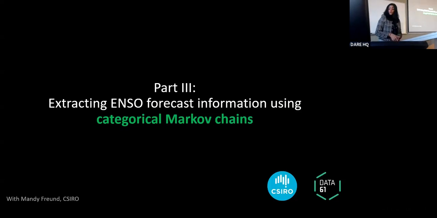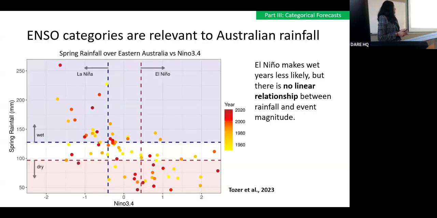All right, moving to part 3. This is a project that I'm working on at CSIRO with a few collaborators there. It arose essentially because we spent a lot of time looking at this graph. What you've got on the x-axis is the Niño-3 index. By now you know what this is. What you've got on the y-axis is the spring rainfall averaged over Eastern Australia, which is the season and the part of Australia that's most affected by El Nino and La Niña events.